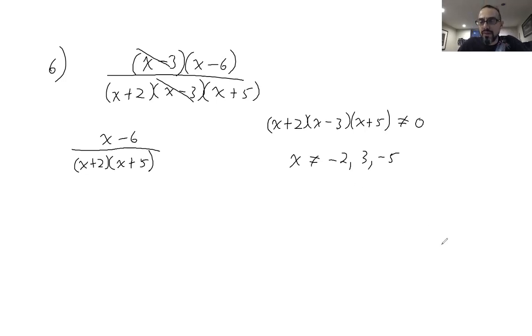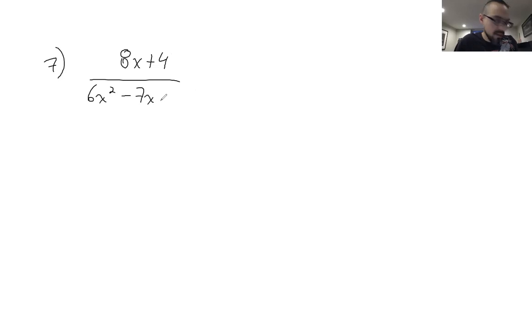I'll do one more example, just because I want to show one more type of trinomial that could show up, and I'll make this one as quick as possible. So on the bottom, I've got 6x squared minus 7x minus 5. Okay, so we'll do this one like we've been doing all the others.